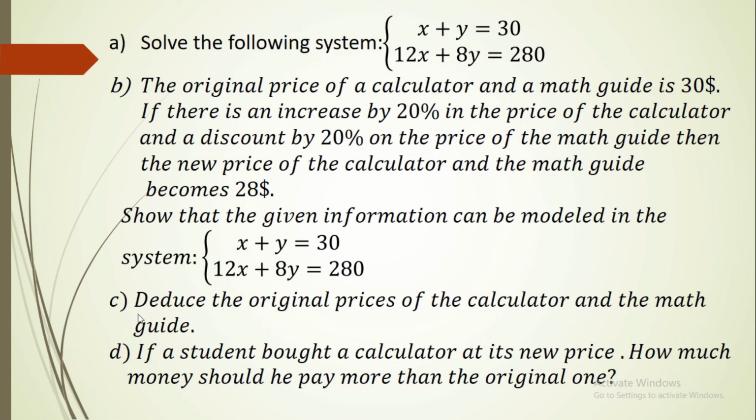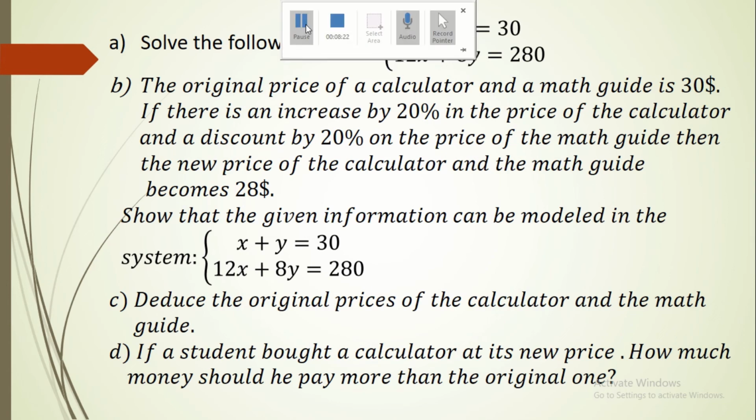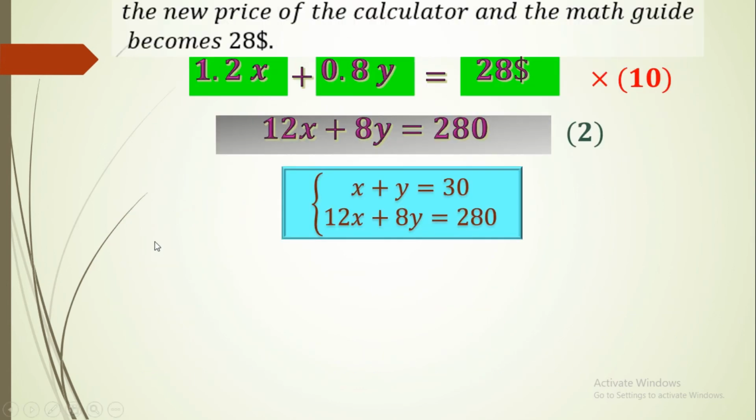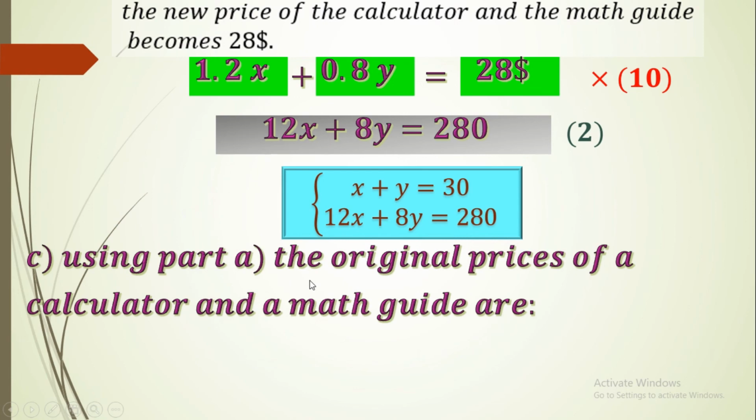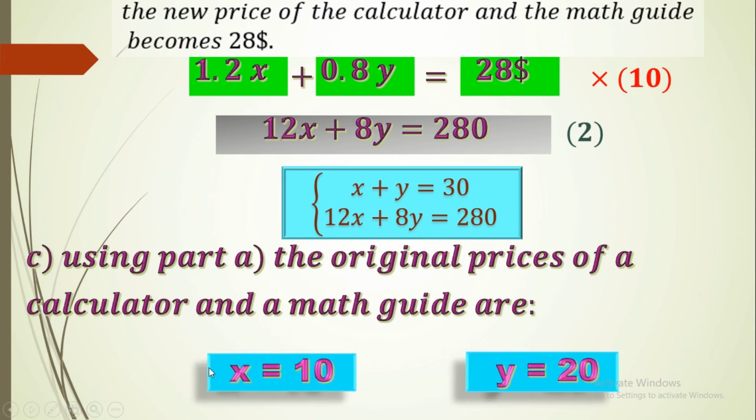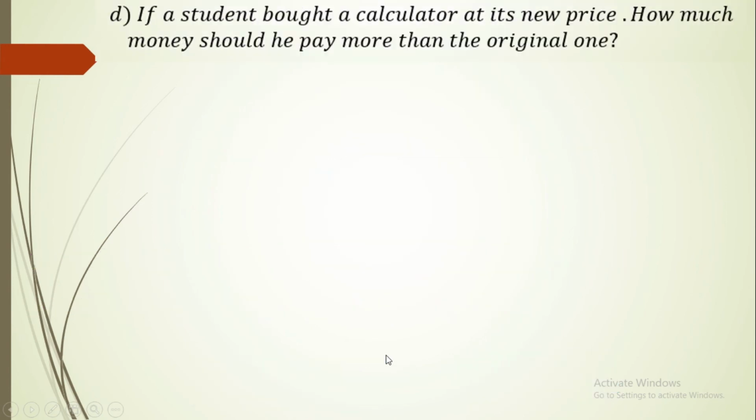Now in part C, they are asking us to deduce the original prices of the calculator and the math guide. The original prices are x and y. Note that x and y we have just solved in part A. So we can say that using part A, the original prices of the calculator and the math guide are x equals 10 and y equals 20. We can directly write our answers.